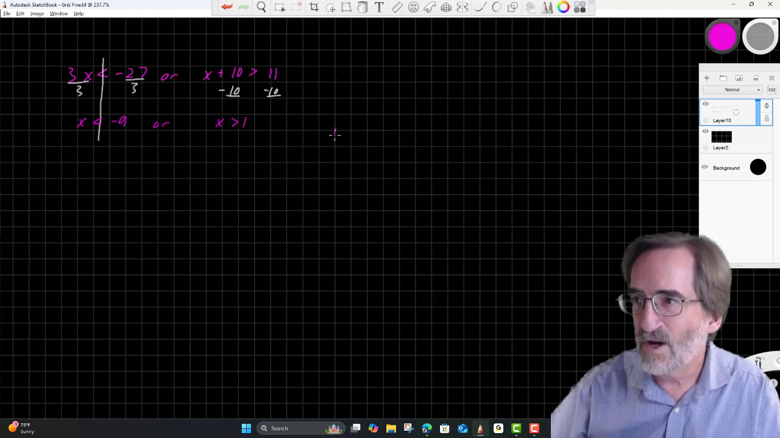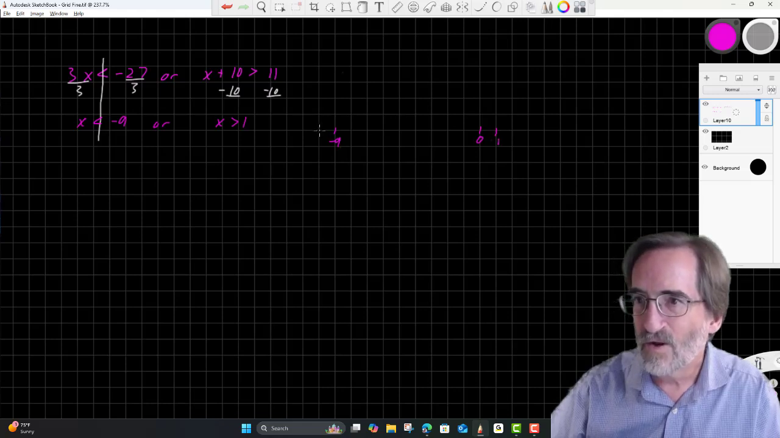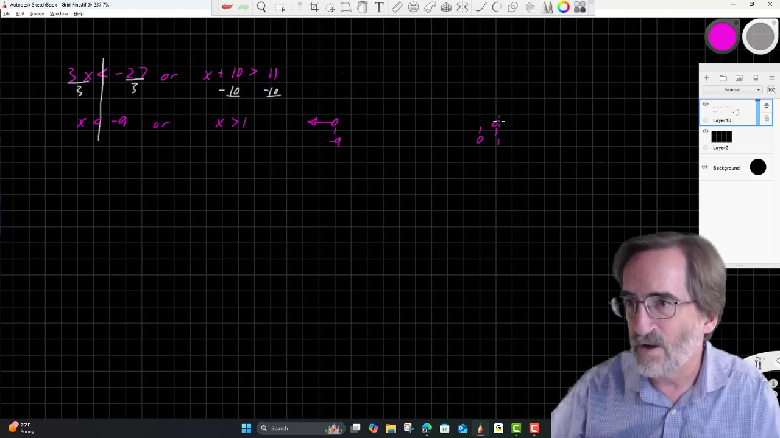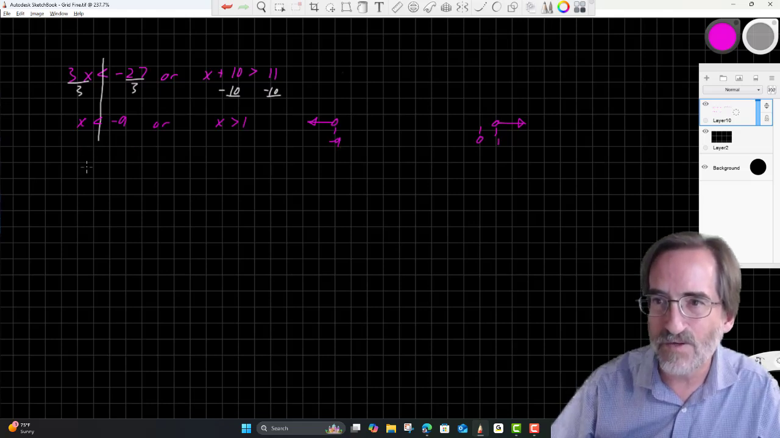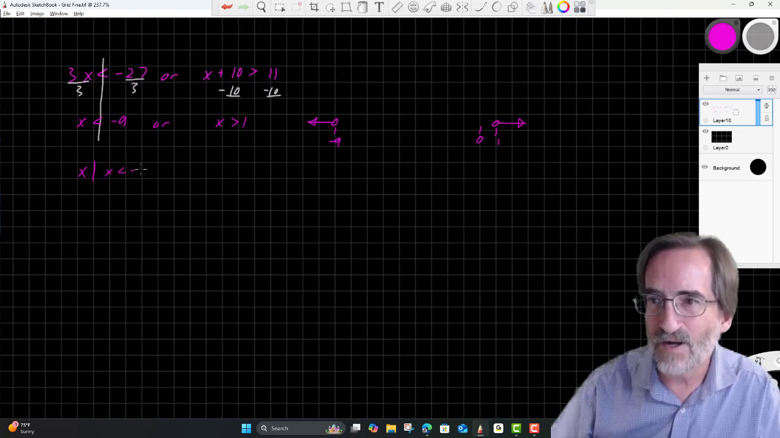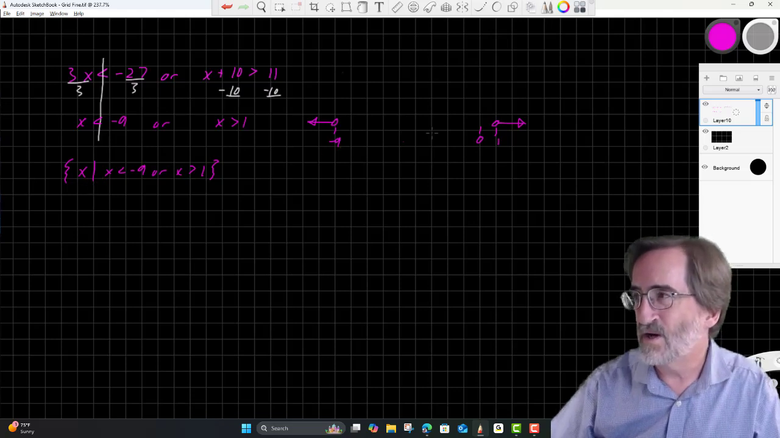So on a number line, here's -9, -8, -7, -6, -5, -4, -3, -2, -1, 0, and 1. It would be less than -9 or greater than 1. So it's the combination of both sets. So we would say the solution set is x such that x is less than -9 or x is greater than 1. Okay, that's for an "or", a union solution.